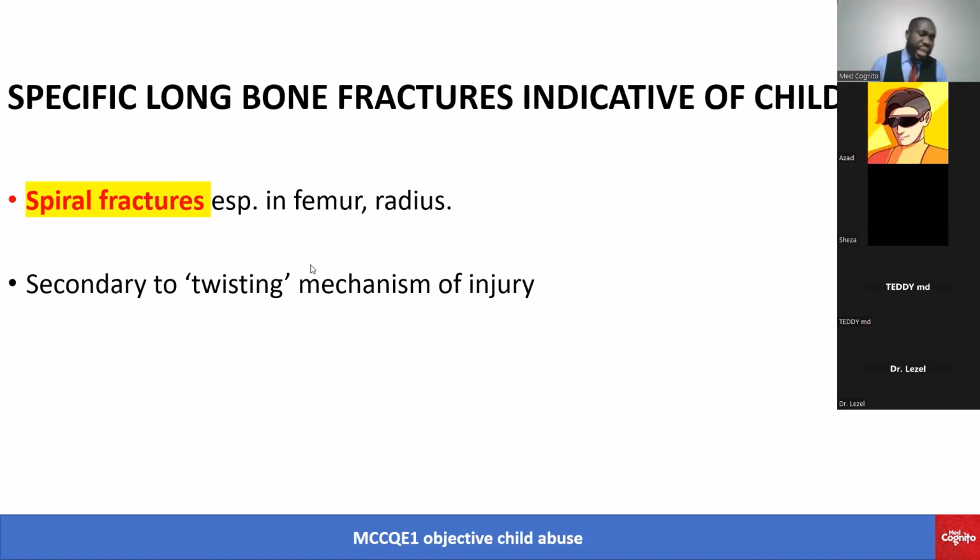Now, if you see a child with a spiral fracture in the femur or the radius, think about abuse, because to develop a spiral fracture, the mechanism of injury should be very, very high. And spiral fractures are usually secondary to a twisting mechanism of injury. Twisting. So if you see spiral fractures in a kid, think about possible abuse in the kid.